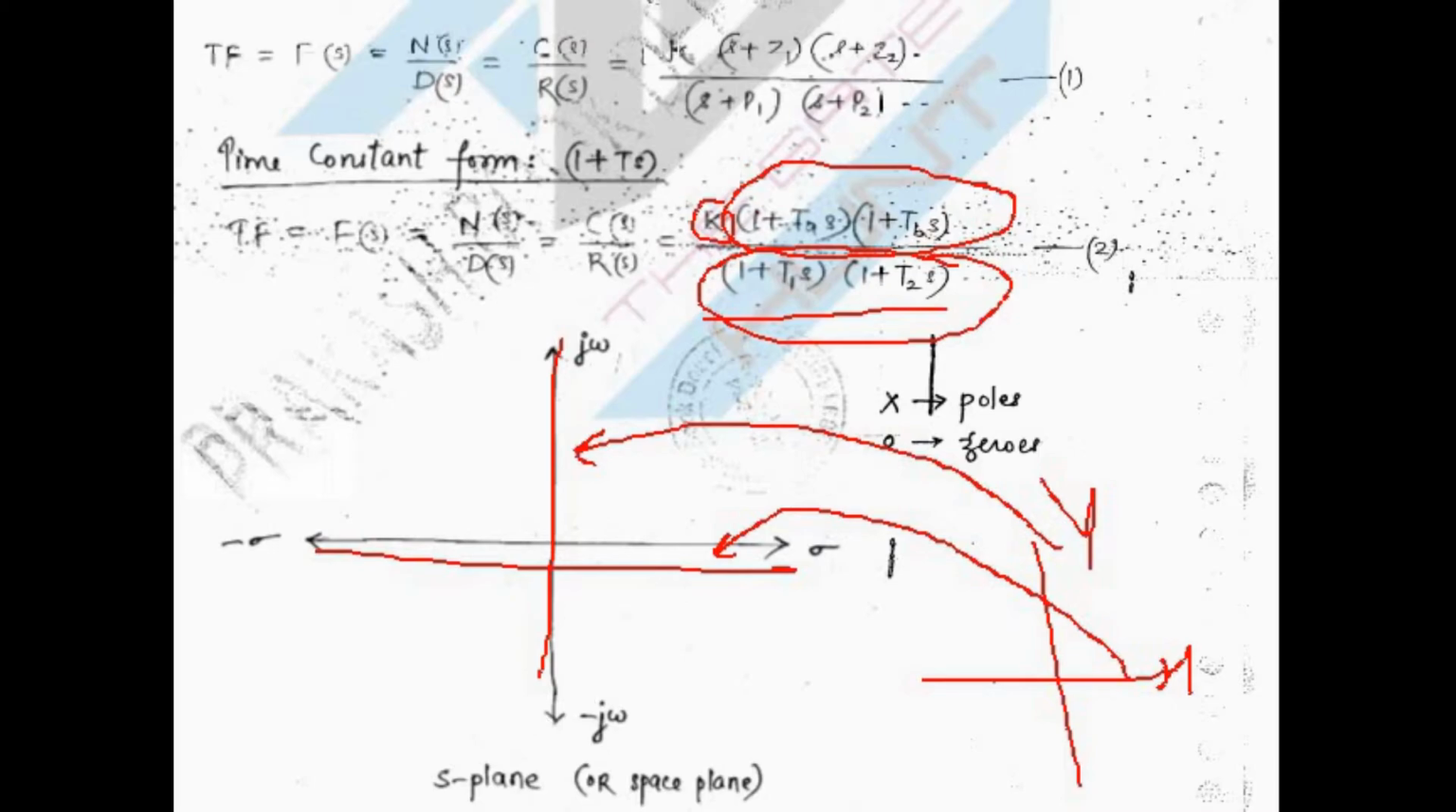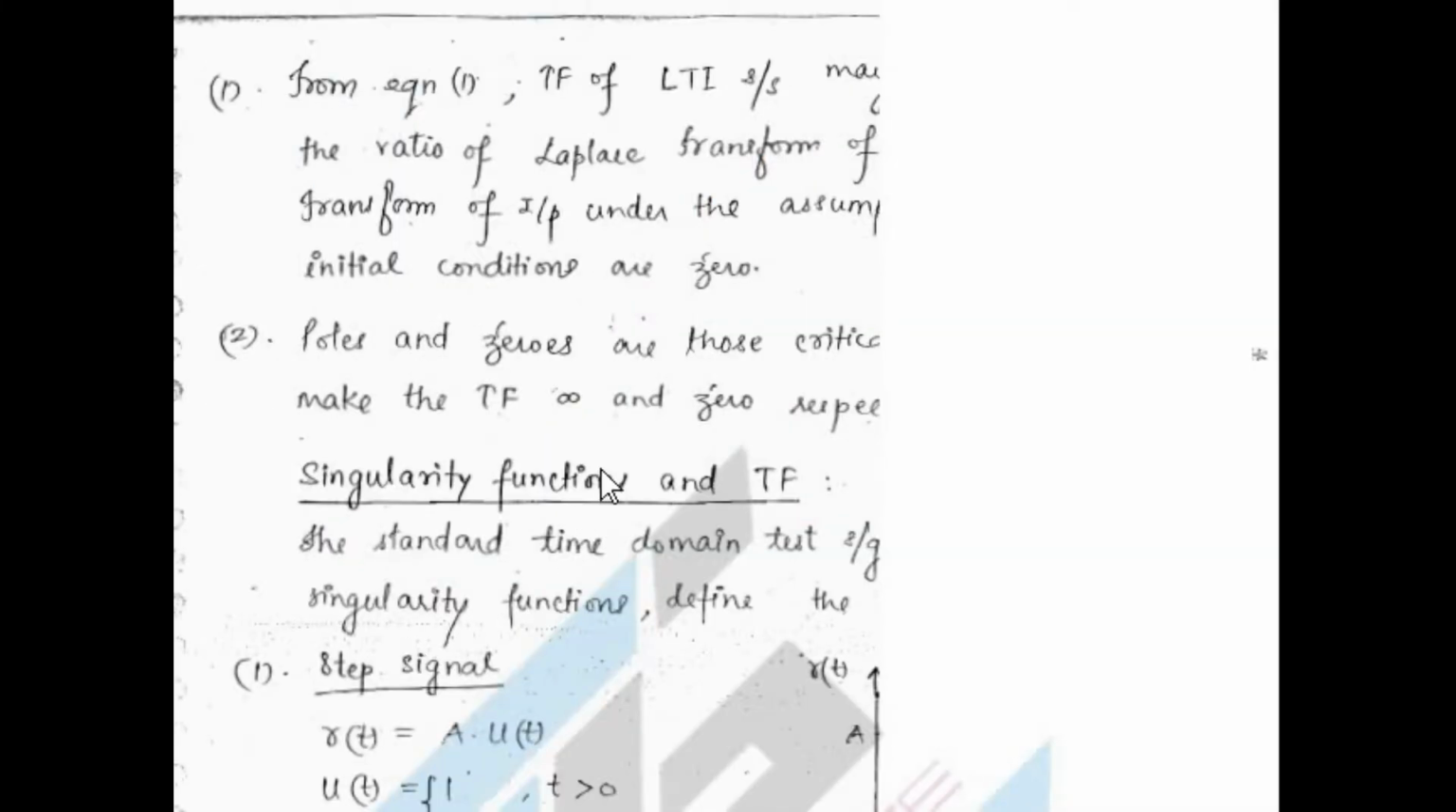Now we'll see the significance of zeros and poles in a transfer function. Poles and zeros of a transfer function are critical frequencies. A zero is a critical frequency such that if you put that frequency value in, the transfer function value becomes zero. A pole is a critical frequency such that if you put that pole value in the transfer function, the value becomes infinite. This is the significance of poles and zeros in a transfer function.